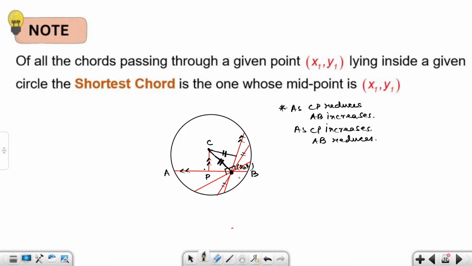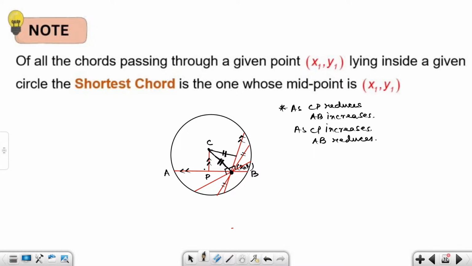Therefore, the chord passing through a particular point will be shortest if that particular point is the midpoint of that chord. It's a very, very important concept you must remember. Whenever a bunch of chords are given to you passing through a fixed point, the length of the chord will be shortest if that given point, in this case (x1, y1), is the midpoint of that chord. Is it clear to everyone? Absolutely. So this concept you people must remember.